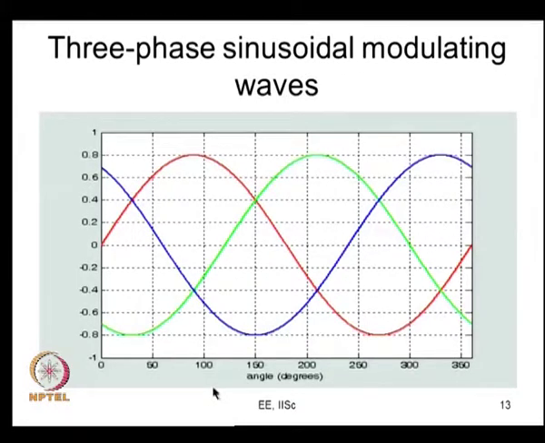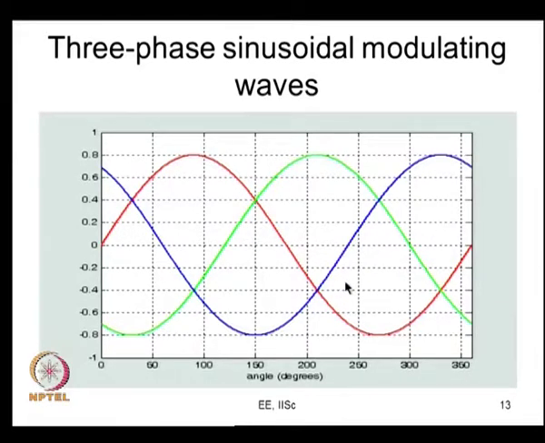So, let us start off with the sine triangle PWM. Three phase sinusoidal signals are there, for R phase, Y phase and B phase, and you compare them with a high frequency triangular carrier and feed the result to the inverter.